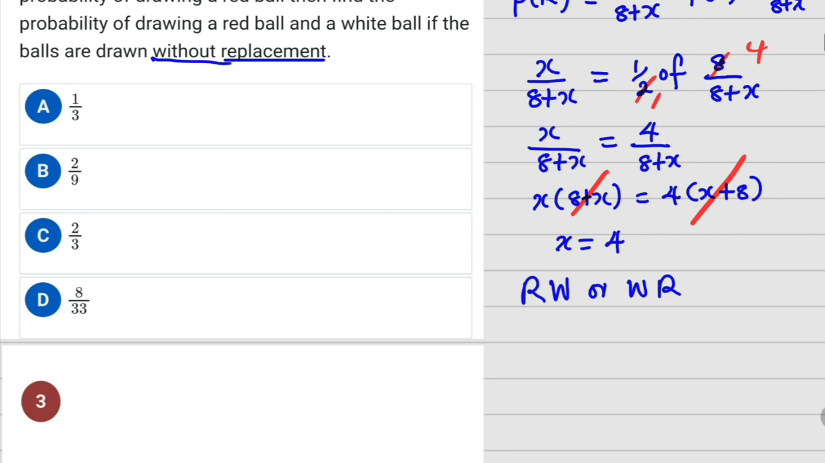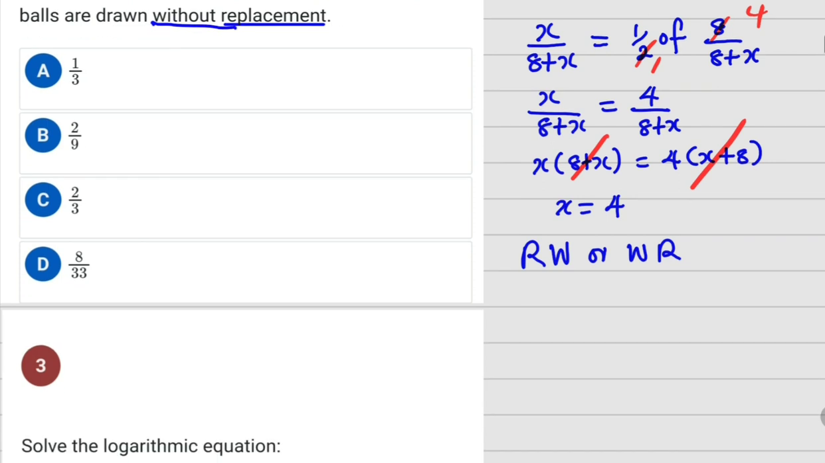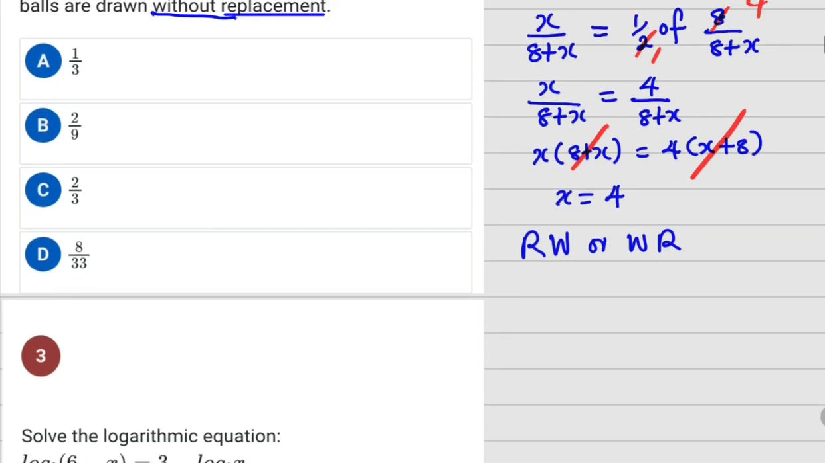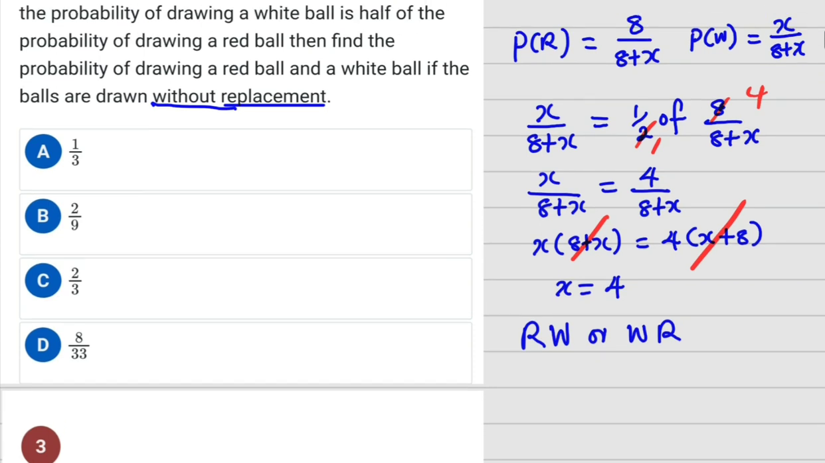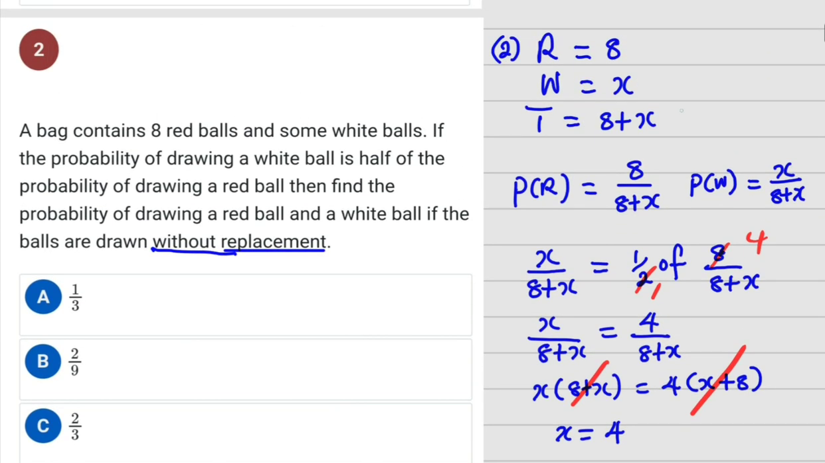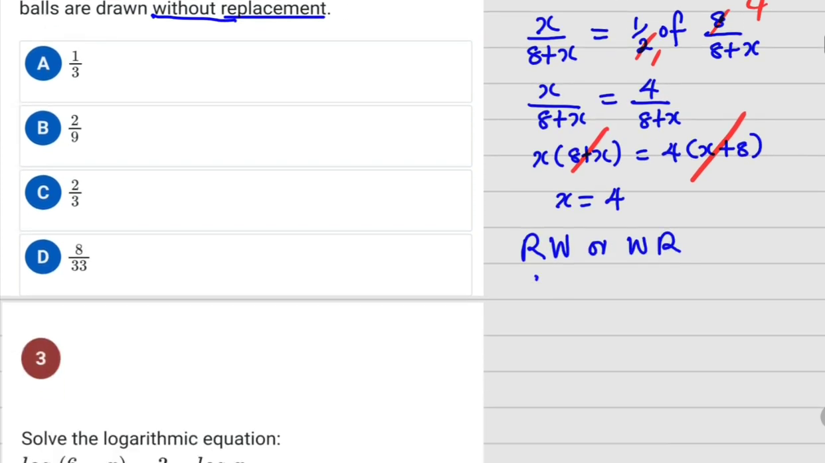So we should take note of that, without replacement. Now, probability of picking a red, in this case, the total is 12 because x is 4. So it's going to be 8 plus 4, which equals 12. Now, probability of picking a red is going to be 8 over 12, times, because it is "and", probability of picking a white is going to be 4 over 11.